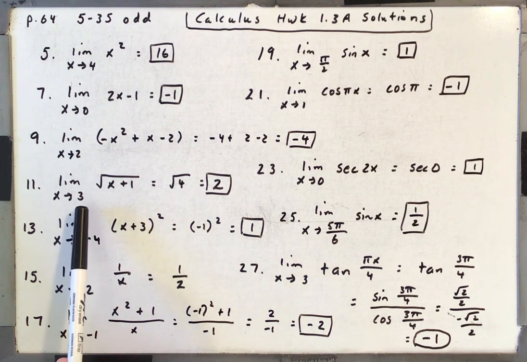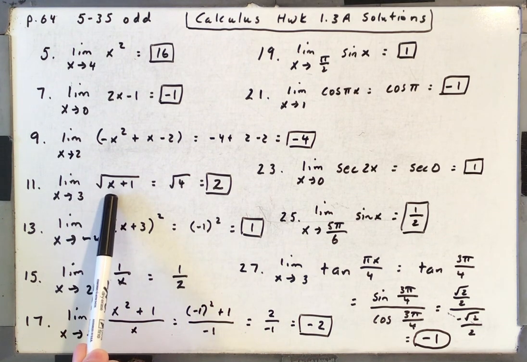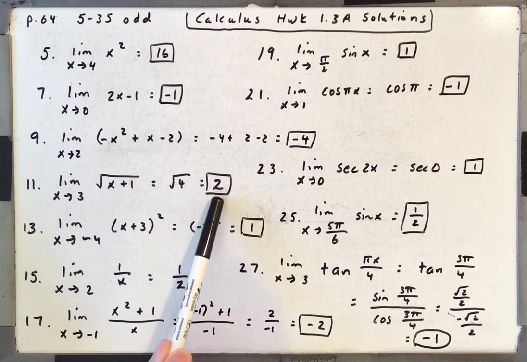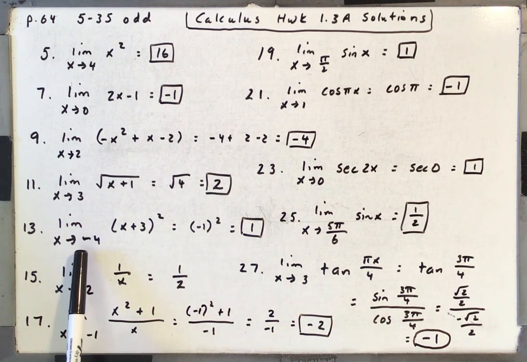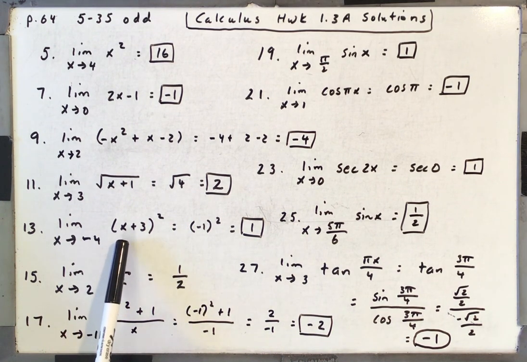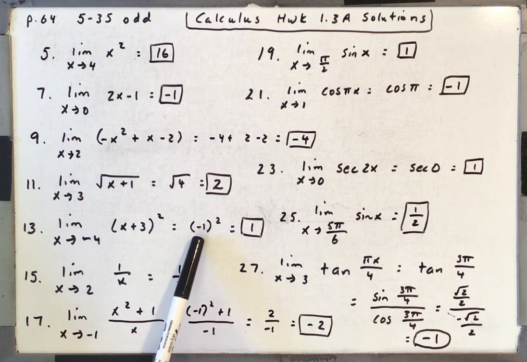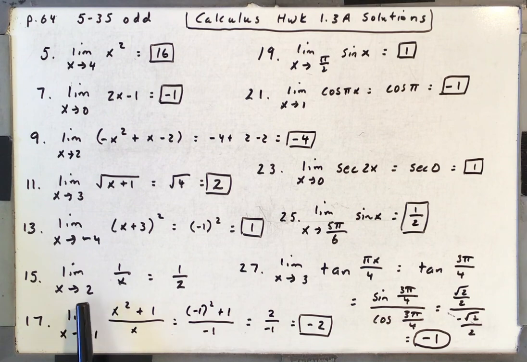All right, number 11, plug in 3 into this square root function, have the square root of 4, which is 2. Number 13, plug in negative 4, so that would be negative 4 plus 3, which is negative 1. Got to square it. That'll give you 1. All right, plug in 2 for number 15 into x. That's 1/2. Easy peasy.